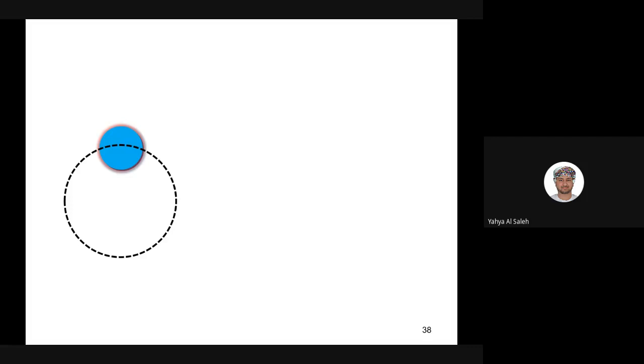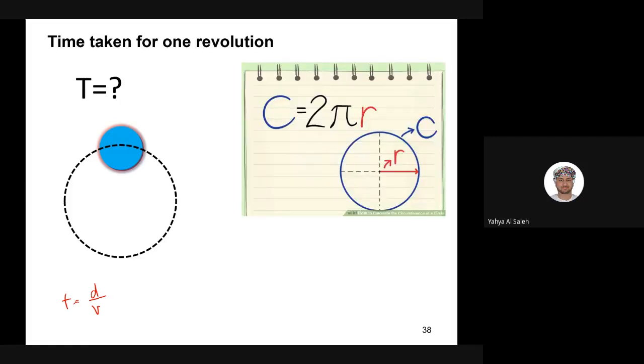If I have something moving, how do I calculate time? Stopwatch. Okay, timer. But if I want a relationship between two things, what kind of relationship? Distance over velocity. Right? Yes. Okay. What is my distance for a circle? 2 pi r, my circumference. So my time to go one circle is 2 pi r over v.